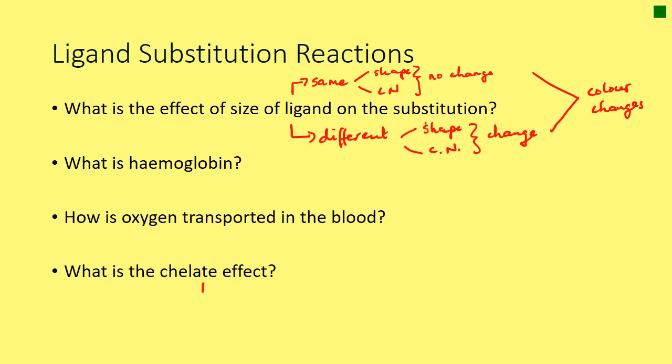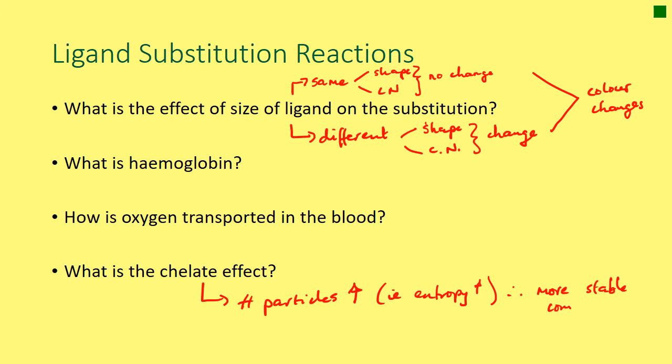So let's just write something about the chelate effect. So let's say number of particles has increased, i.e. entropy has increased, therefore more stable complex has been made after your ligand substitution reaction, and difficult to reverse because of that increase in stability.